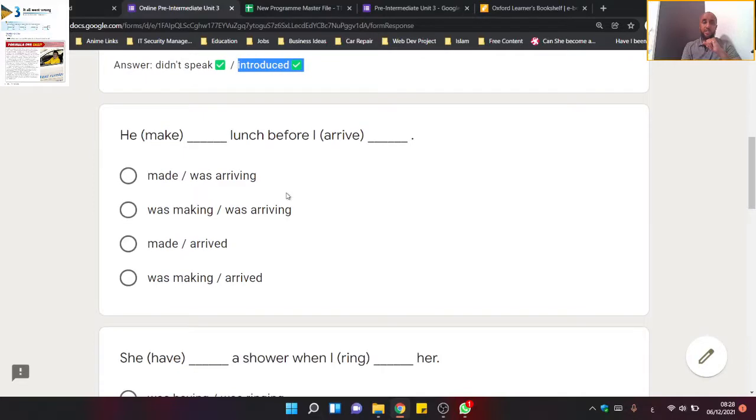Okay, so let's have a look at the first one. Here we have he, and then we have the verb make. Okay, make, and then what did they make? Lunch. Okay, so we have to choose something, and then after that it says before I, and then we have the verb arrive. Okay, so what do you think is correct?